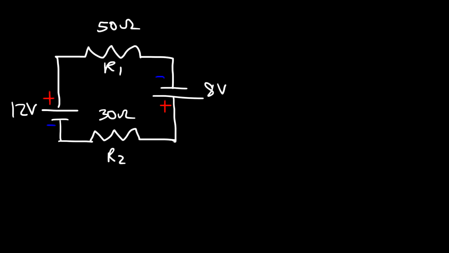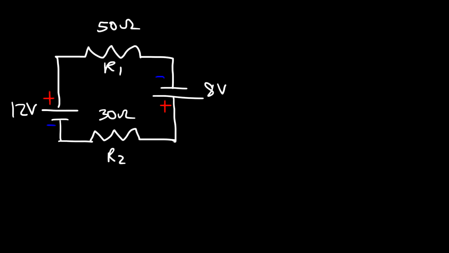Let's say if we have this circuit, this is going to be a 50 ohm resistor, which we'll call R1, and R2 is a 30 ohm resistor. So here we have a 12-volt battery, and here we have an 8-volt battery. Go ahead and use Kirchhoff's voltage law to calculate the current in the circuit.